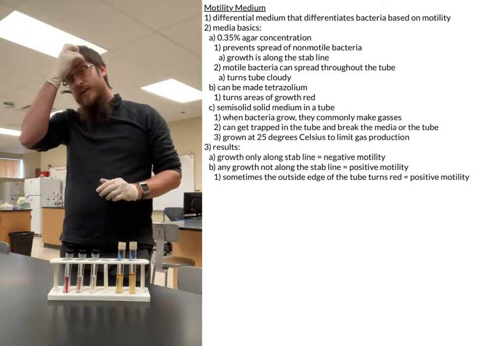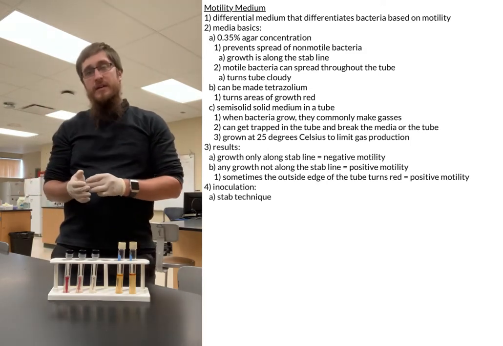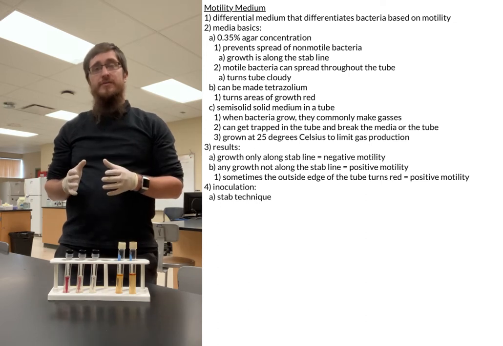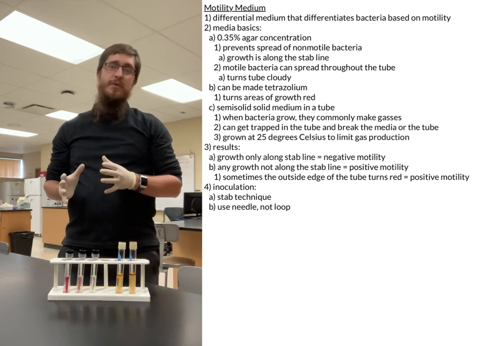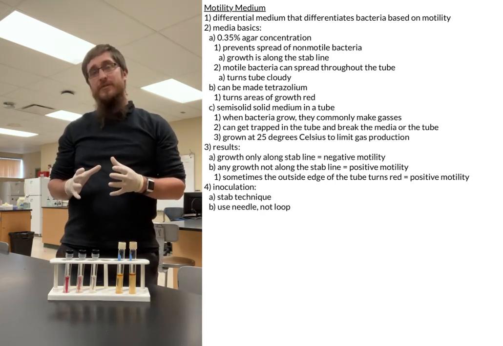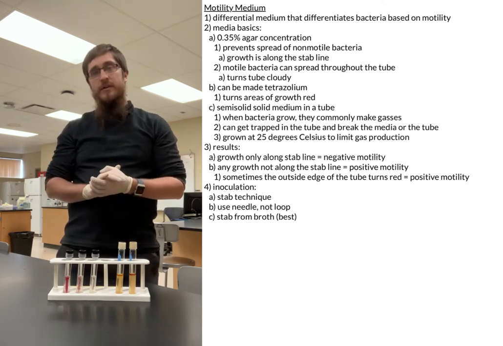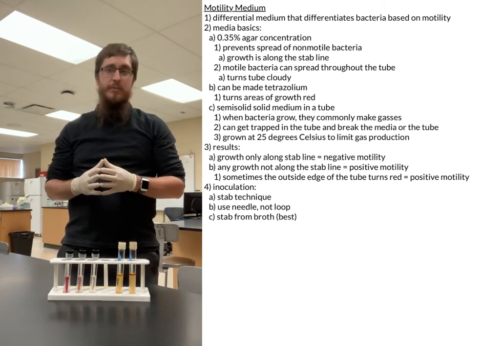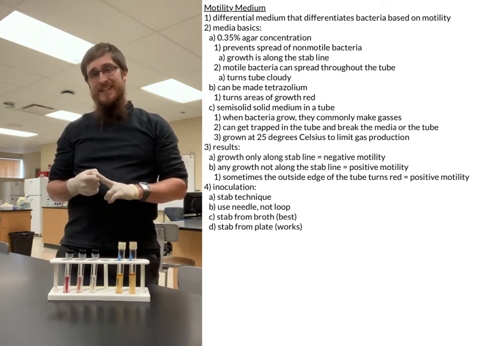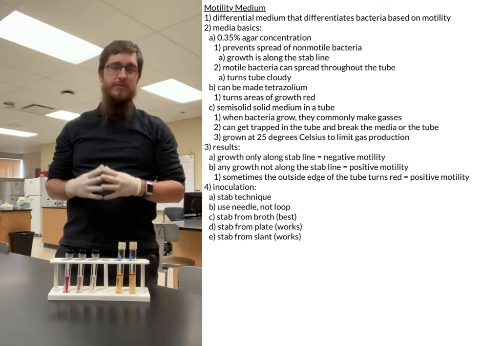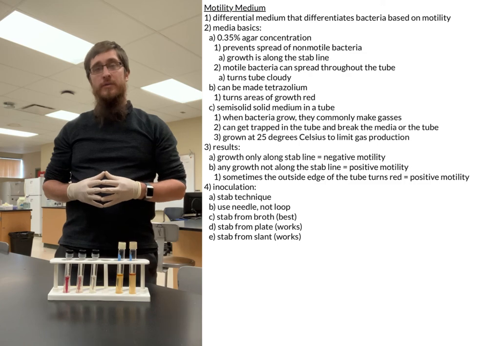Now, in terms of actually inoculating our tubes, we have to use the stab technique. And remember, in our stab technique, we have to use a needle, not the loop, in order to do it. And generally, when we do a stab, it tends to be better from a broth. So a broth to deep stab technique is generally better. But you can also do it from either a plate or a slant. It just generally turns out better from a broth. But that should cover what we need to know about our motility medium.